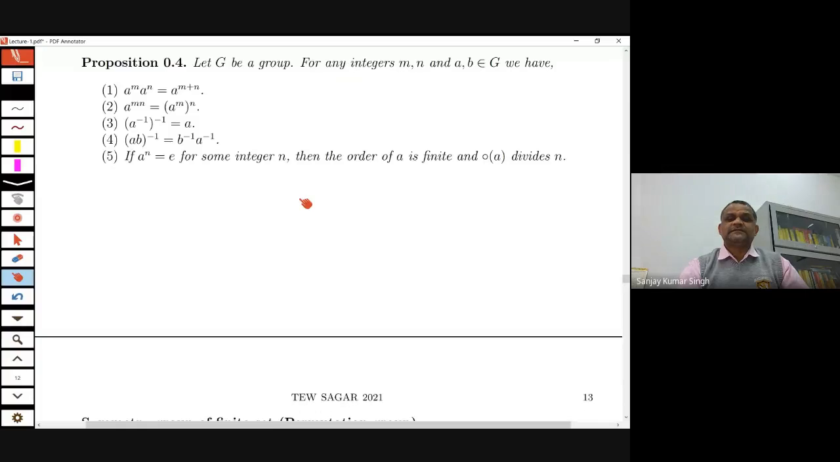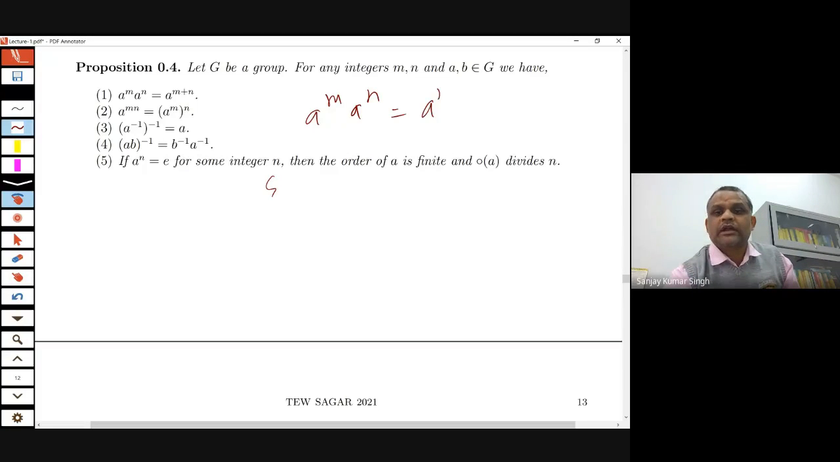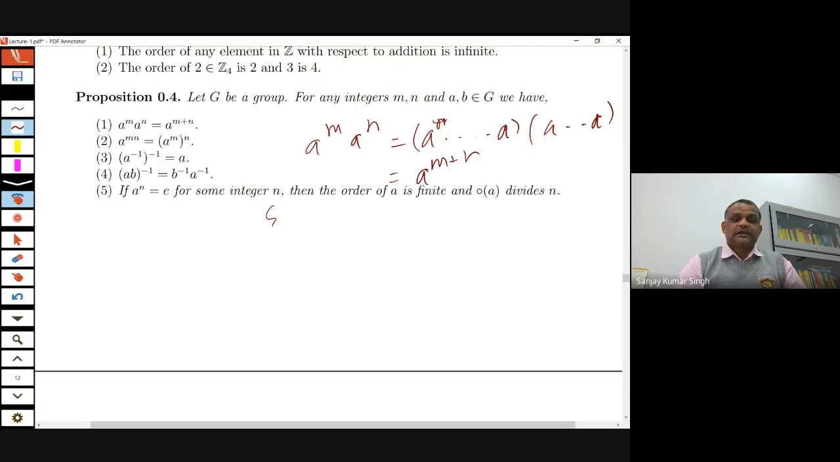And we have very nice propositions about the power of an element, which are very easy. Why? Because if you want to write a power m, you write a m times, and then you write a n times, and then again you get a power m plus n. And similarly, you can do other parts of the proposition.